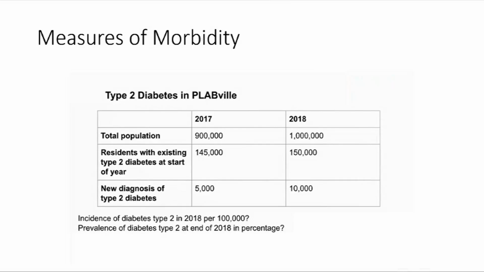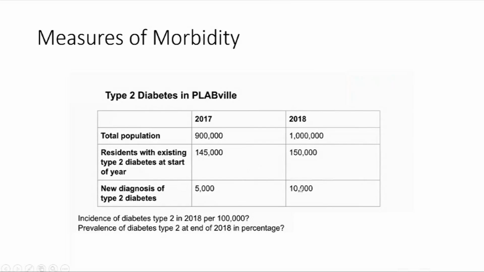Here is an example of information provided about plague. In 2017, we have 5,000 new cases in a population of 900,000, where we have an existing 145,000 people who have diabetes mellitus. Now, from the question, we have incidence of diabetes type 2 in 2018 per 100,000. So in 2018, we have 10,000 new cases, 150,000 existing cases in a population of 1 million people.